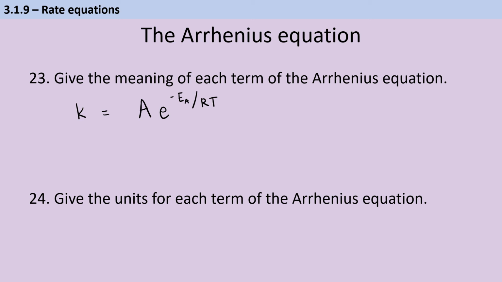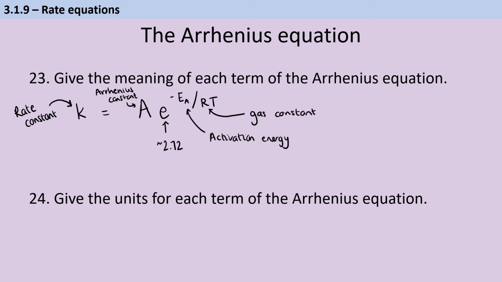In the Arrhenius equation, k of course is our rate constant and A is our Arrhenius constant, which again is different for every single chemical reaction. e is the numerical value approximately equal to 2.72, but you should have a button on your calculator that will give you the exact value. And Ea is the activation energy. R is the gas constant and T is the temperature.